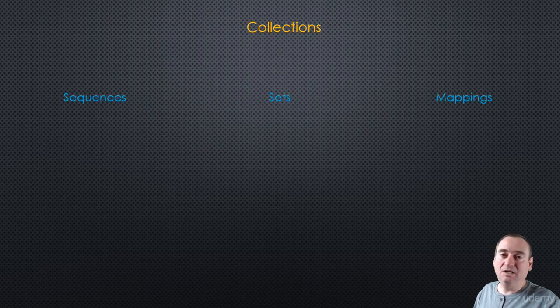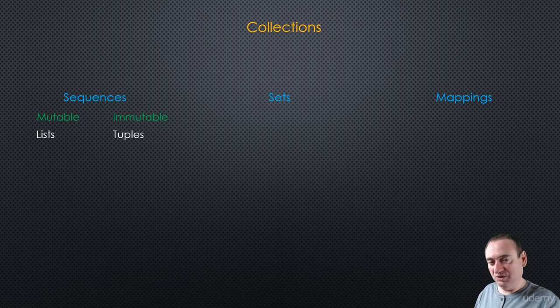The next part are collections. Now, collections can be broadly divided into three different parts. We have sequences, sets, and mappings. So under sequences, we can further subdivide that into mutable sequences and immutable sequences. And the ones that we'll cover in this course are lists, which are mutable sequences, and tuples, which are immutable sequences. They're essentially the immutable variant of lists. But strings is also a sequence type, and it is also an immutable type.